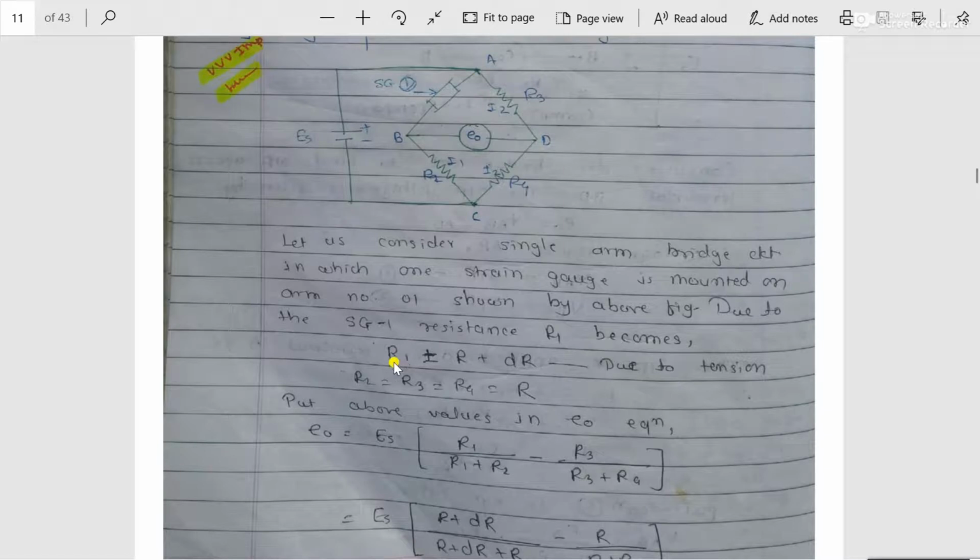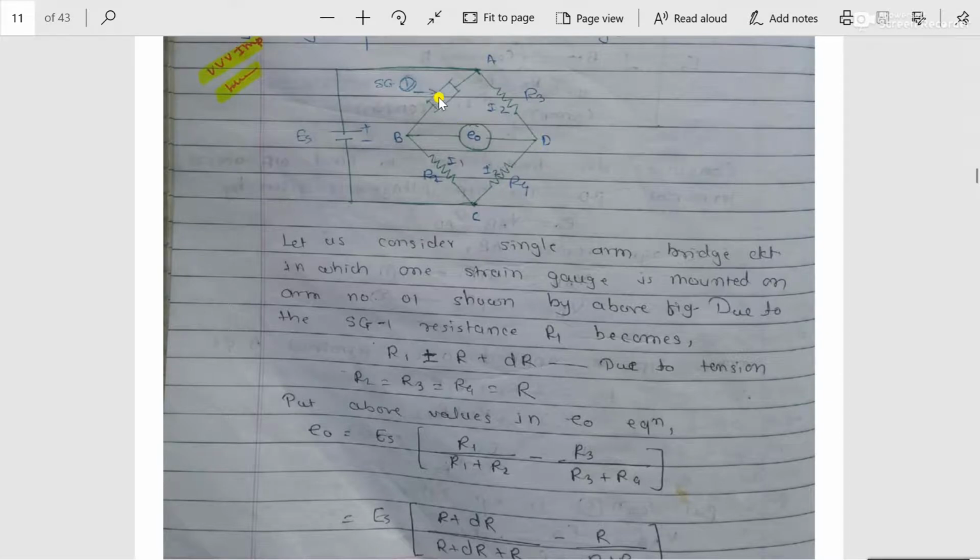To calculate R1, R1 is equal to R plus delta R. What does this R indicate, small r or capital R? This R represents the resistance of the strain gauge before it is subjected to loading, and delta R represents the change in resistance after the application of load. If no load is applied, the resistance of the strain gauge remains constant. The requirement is that before application of load, the output E0, between terminals B and D, should be equal to 0.